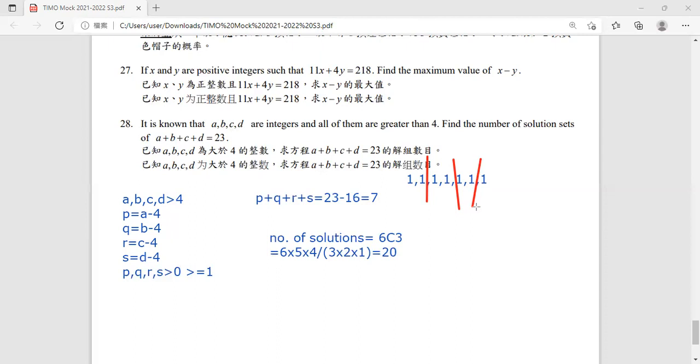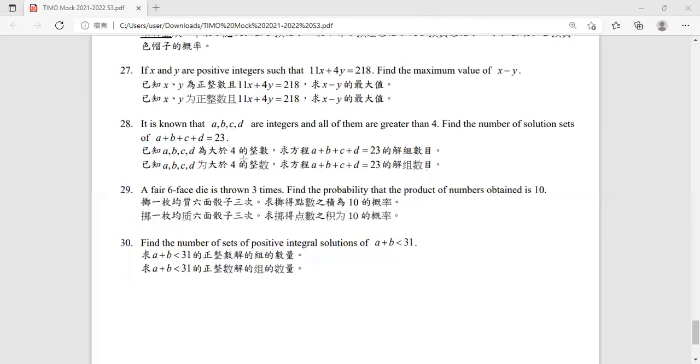Just combination. Okay, any questions? No questions, then next one.